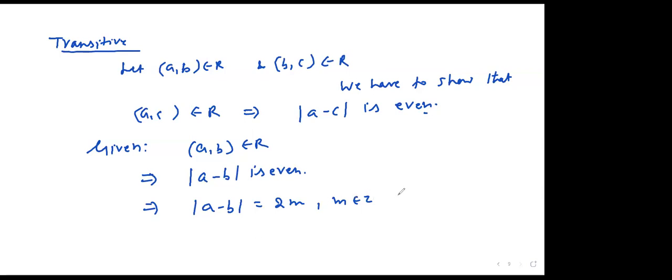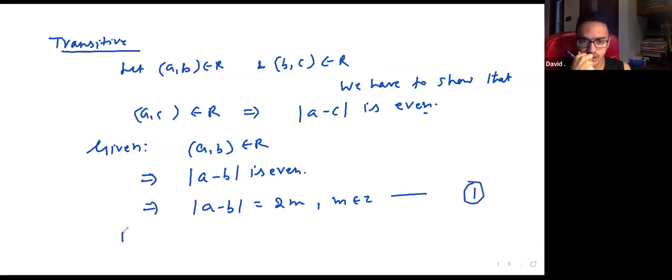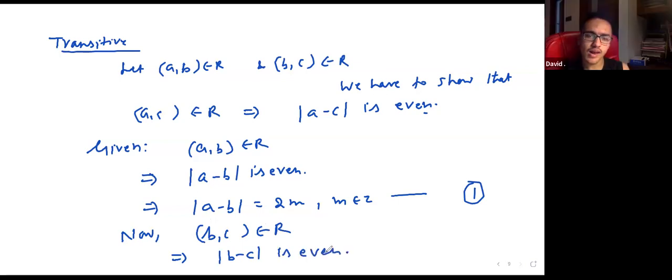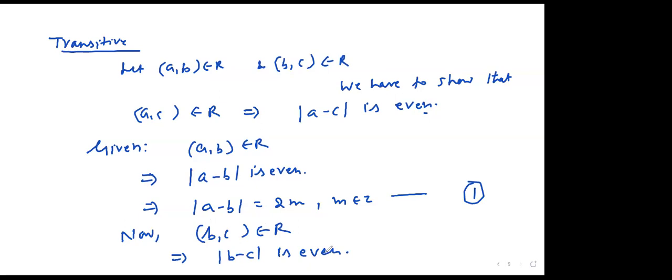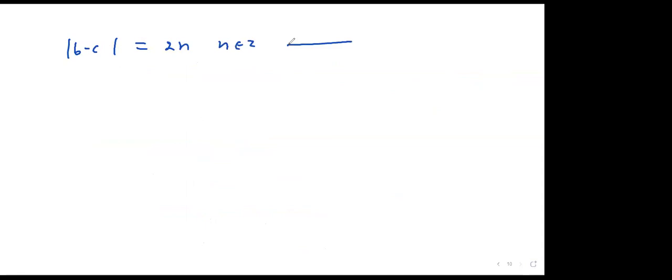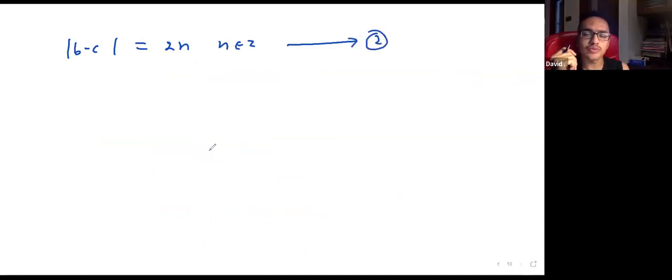Now let us take this first equation. Now we have (b, c) belongs to R. That means the absolute value of b minus c is even. So the absolute value of b minus c can be written as a multiple of 2. b minus c is 2n, where n is again an integer. This is the second equation.